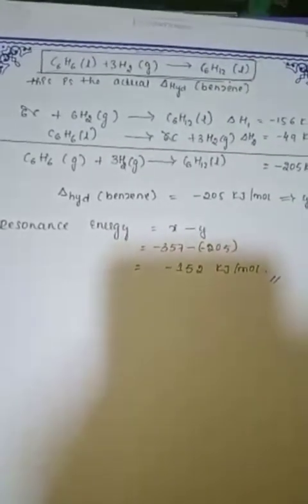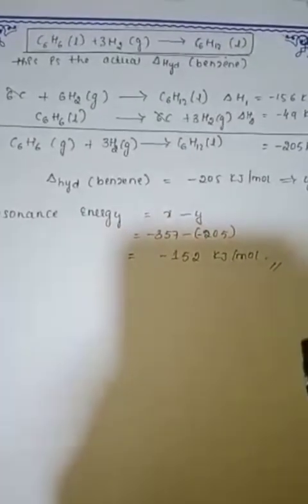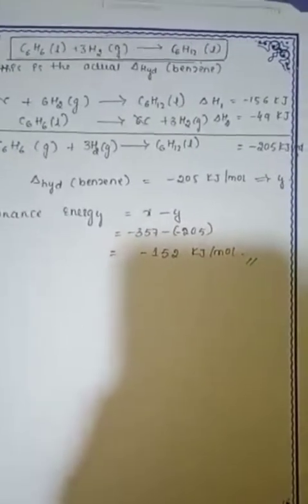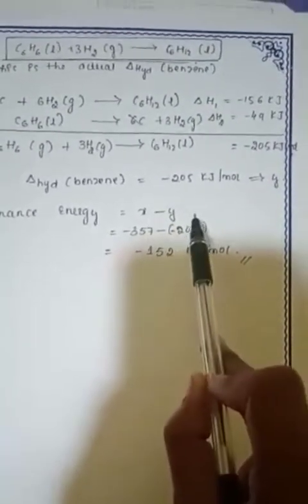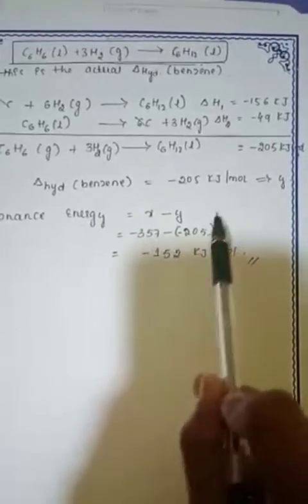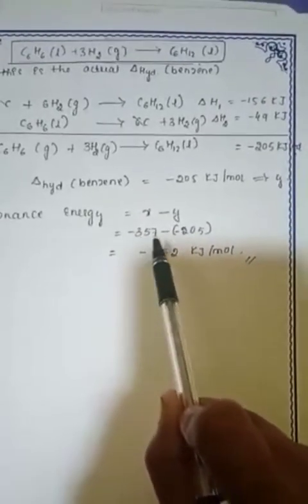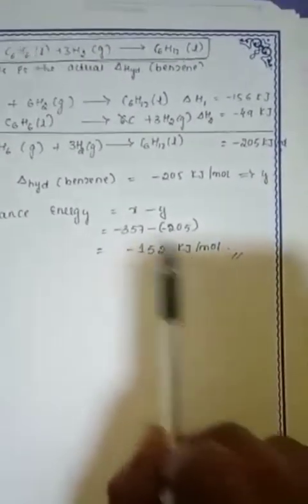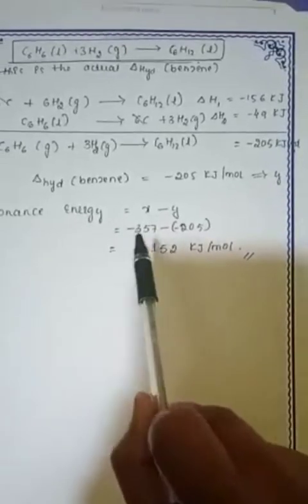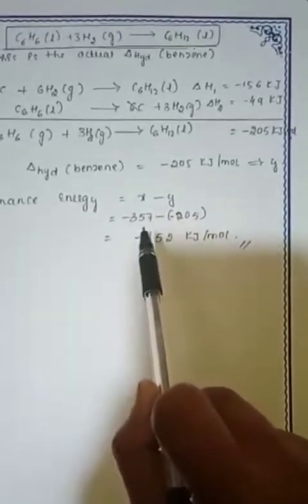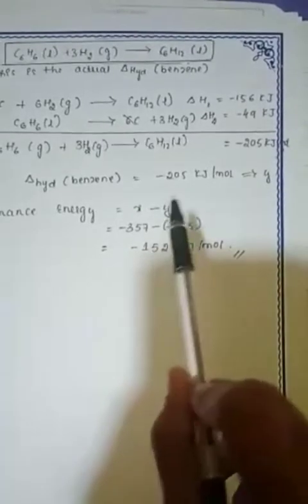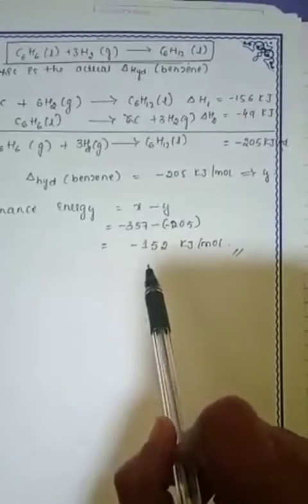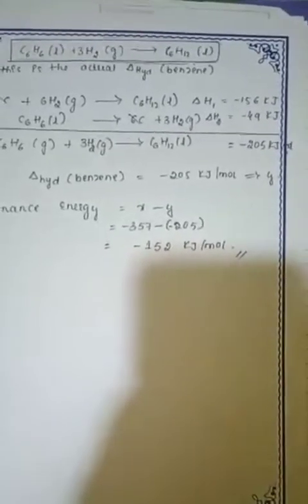Now we want the resonance energy. Resonance energy is equal to the theoretical value minus the actual value. The theoretical value is X and the actual value is Y. The theoretical value is minus 357 kilojoules per mole, and the actual value is minus 205 kilojoules per mole. The resonance energy is equal to minus 357 minus of minus 205 kilojoules per mole. Now the resonance energy is equal to 152 kilojoules per mole.